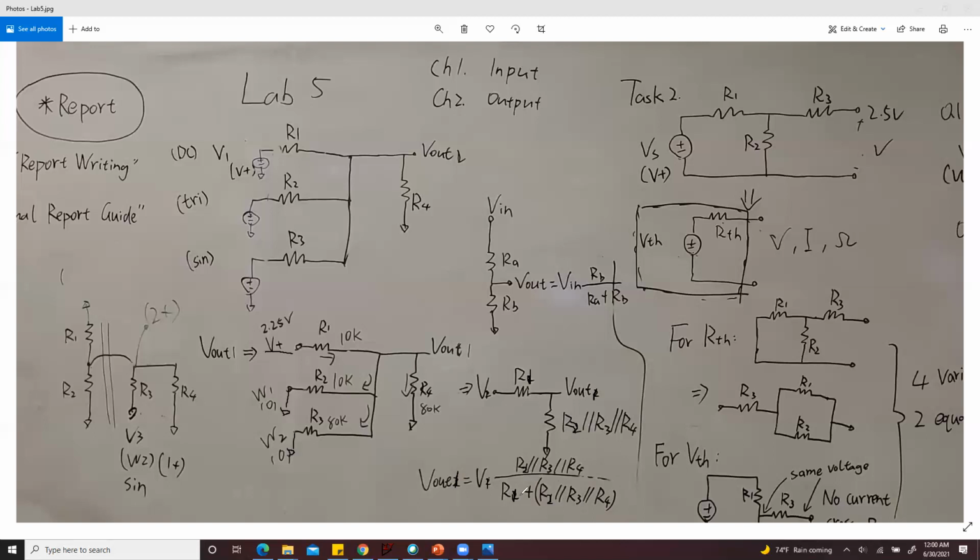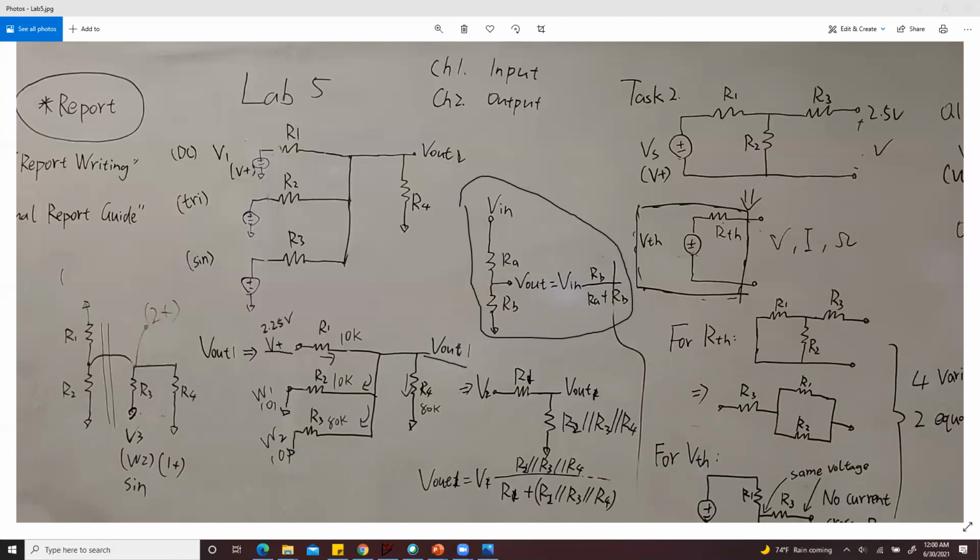So this is a simple voltage division circuit equation. You have done something like this last week. If you forgot how to do the calculation, you need to go back and read through the manual. Here is a simple example that tells you how to calculate the voltage division circuit. So that's Vout1. Then you use a similar method to calculate Vout2.